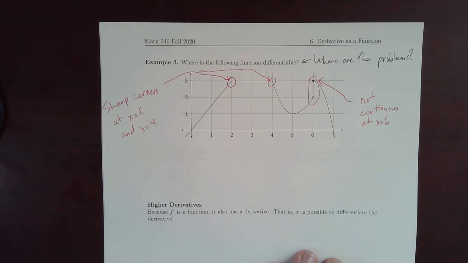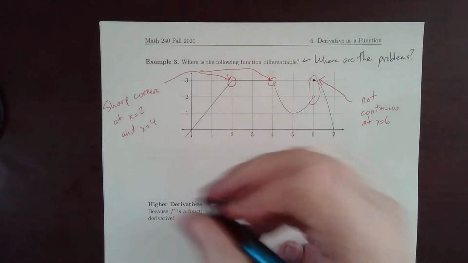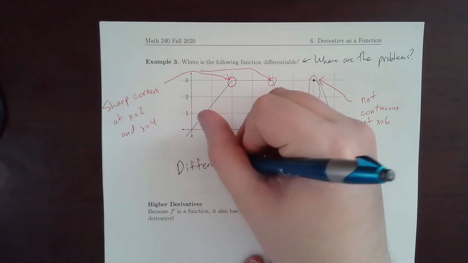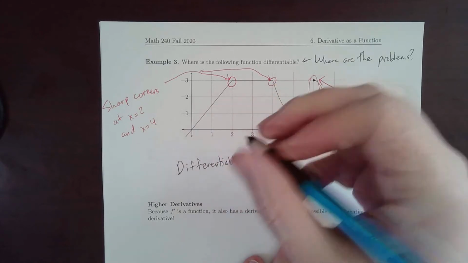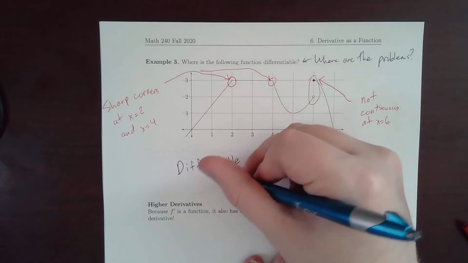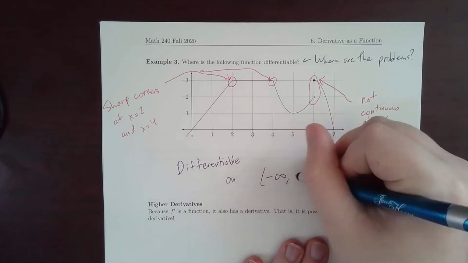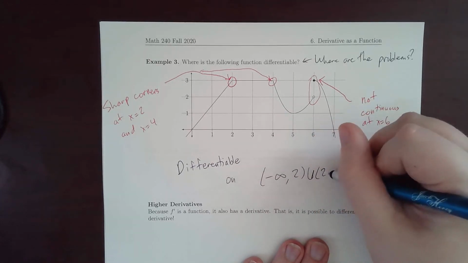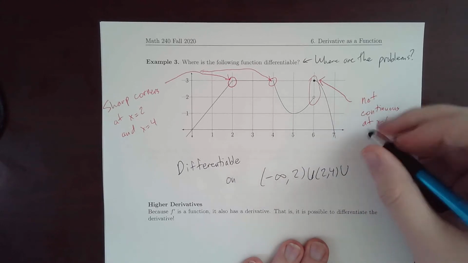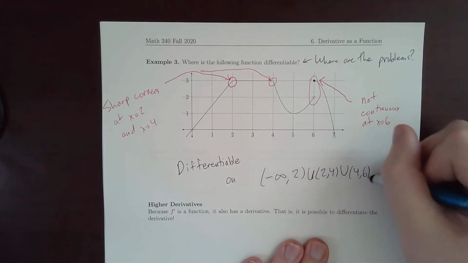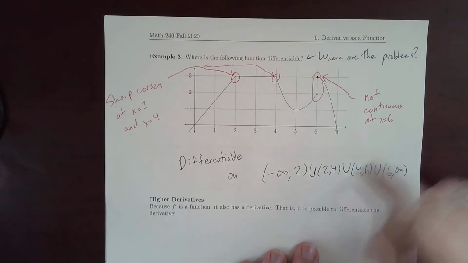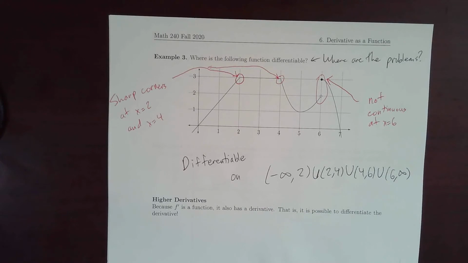So that means we're differentiable everywhere else the function exists. So it is differentiable on negative infinity to 2, 2 to 4, 4 to 6, and 6 to infinity. Anywhere those problem points aren't, we can go ahead and find the derivative.